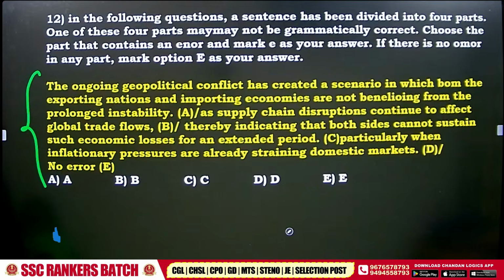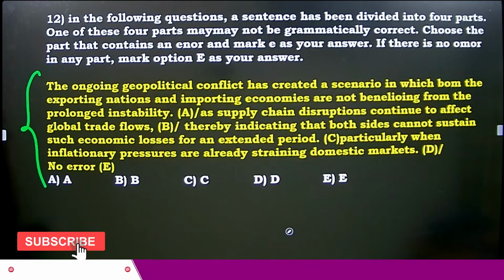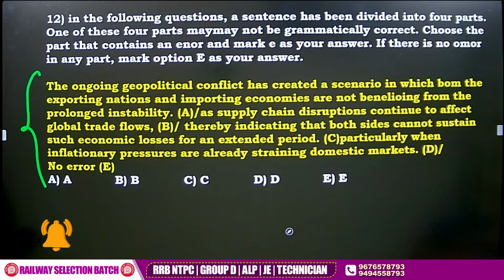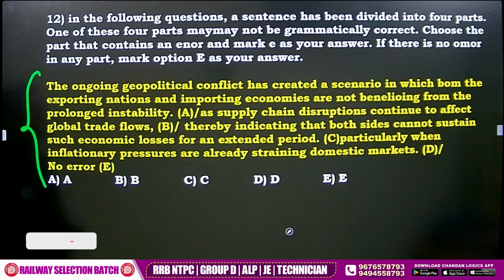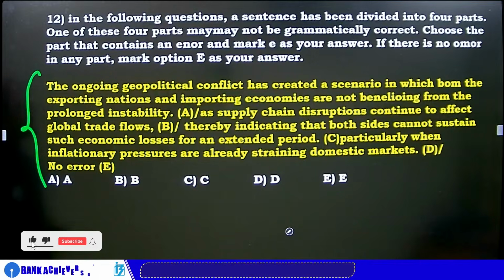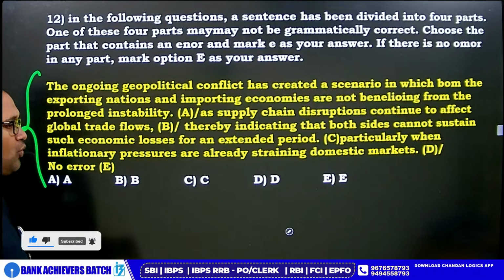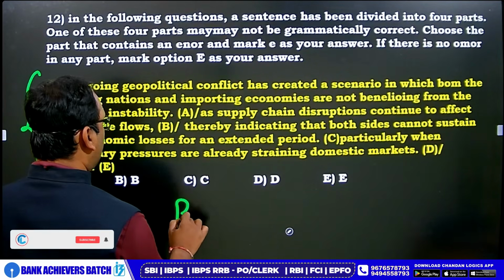Sir, how can we read such a big sentence in just 30 seconds, sir? You have to read, brother. If you are a PO aspirant, your reading skills are important. Okay, I'll tell you one beautiful secret.